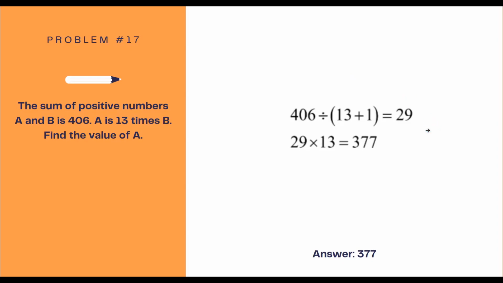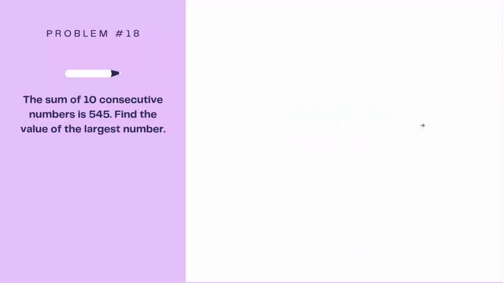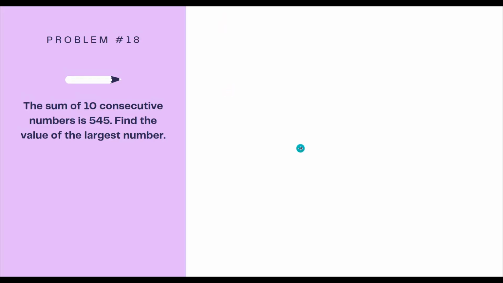So now we proceed to problem number 18. The sum of 10 consecutive numbers is 545. So find the value of the largest number. What do you think is the answer? 59. There's some who answered 59, and some 69. Okay. So let's see.